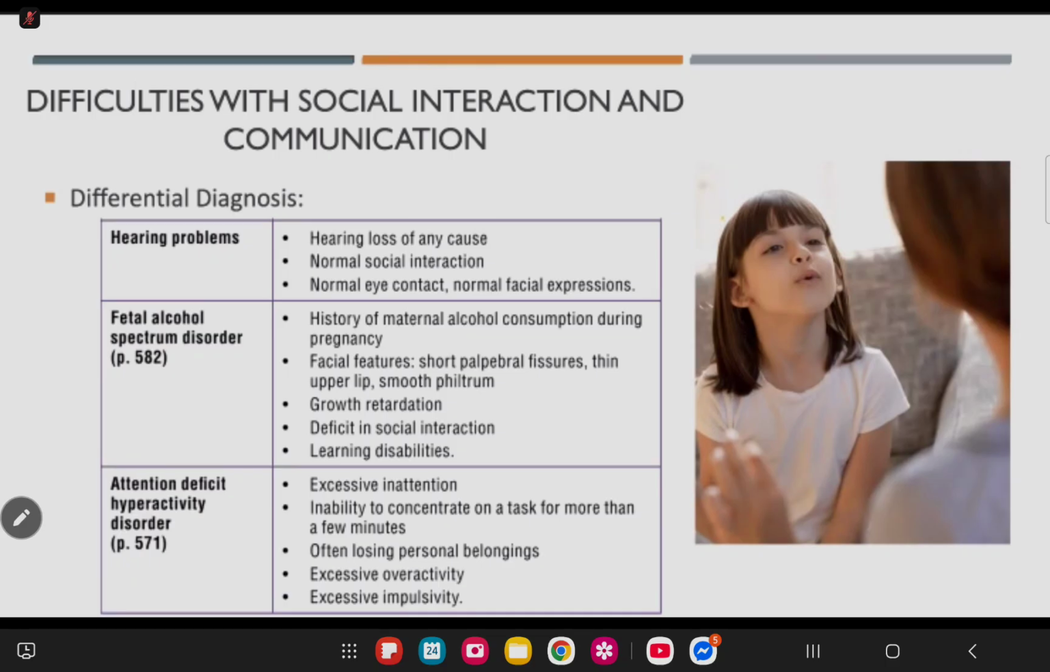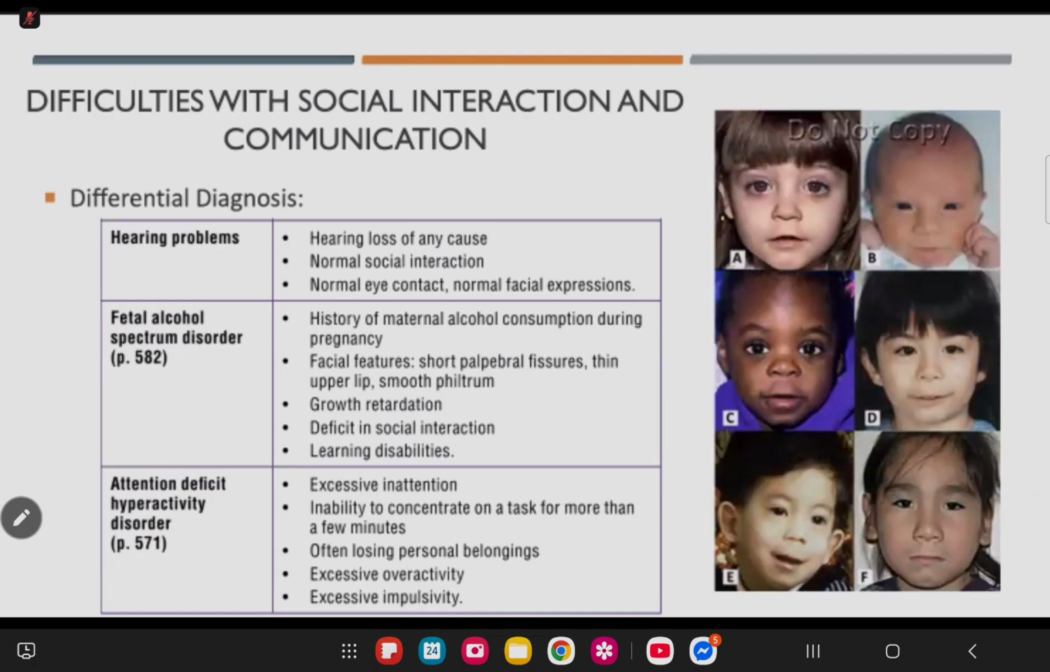Fetal alcohol spectrum disorder. So, history of maternal alcohol consumption during pregnancy and their facial features. They have short palpebral fissures, thin upper lip, smooth philtrum. Okay. So who's a prominent figure you can think of who has fetal alcohol spectrum disorder or looks like fetal alcohol spectrum disorder?